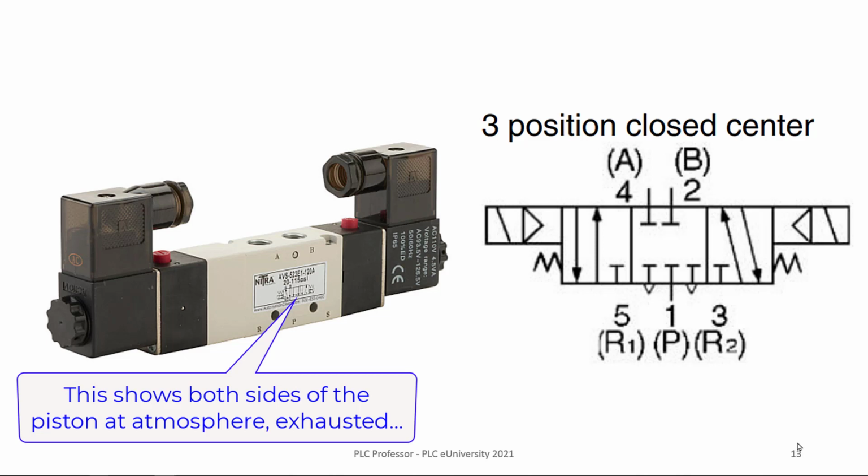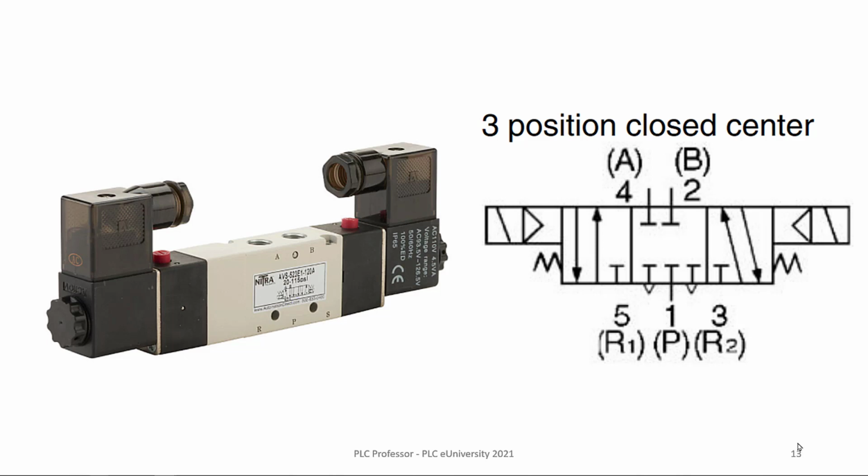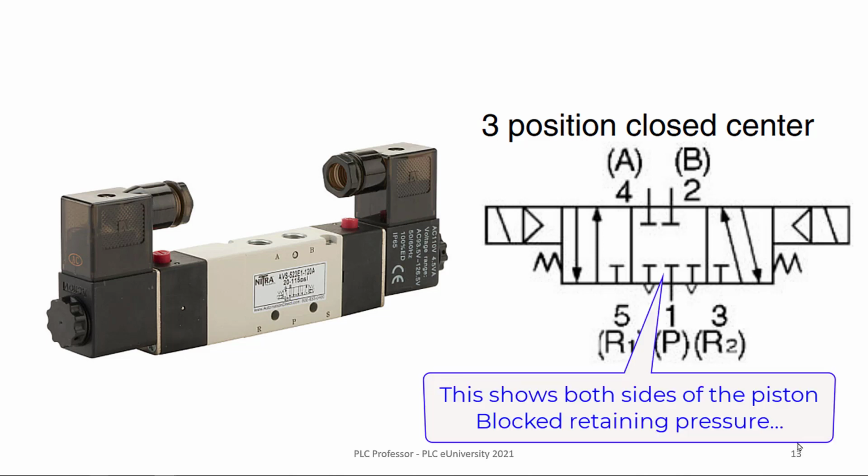That means that both sides of the cylinder, the piston side and the rod side, are connected right to the atmosphere, which means you could move that rod back and forth with your hand. There's no pressure holding it. Whereas the symbol to the right in our slide here, that is closed center. It's three-position. You know, in one position, you've got pressure going to A and exhausting out of B. And then at the far end, you've got it just the opposite, pressure going to B and exhaust coming out of A.